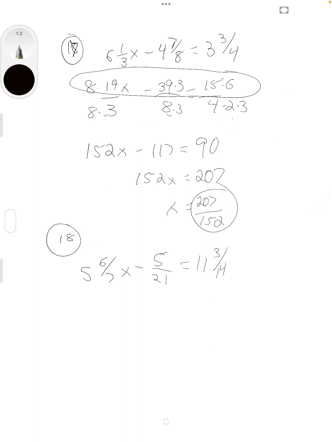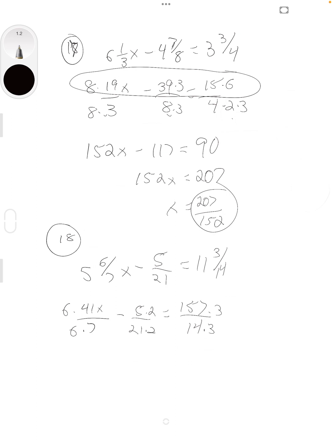Okay, so we're going to change this. 5 times 7 is 35, plus 6 is 41, so 41x over 7 minus 5 over 21 equals 11 times 14 is 154, plus 3 is 157 over 14. So I need a common denominator. I'm going to pick something that goes into all those. So 21 kind of goes, not really. 42 is going to be my deal. So multiply that times 2, and I got 42 here. Multiply that one times 6, I got 42. And 14 times 3, and I got 42.